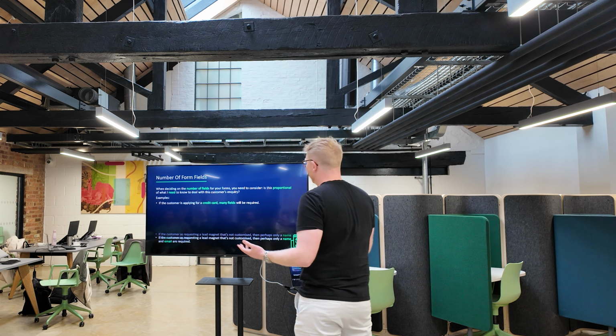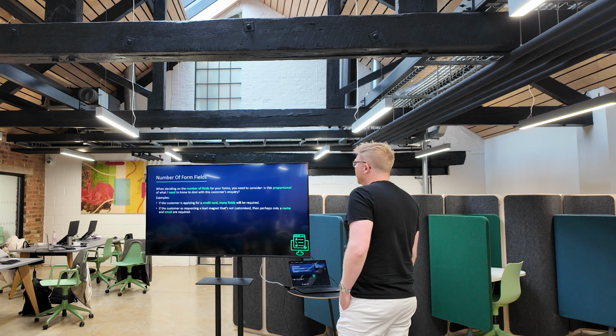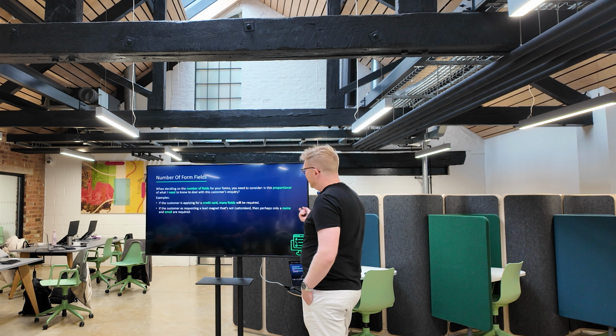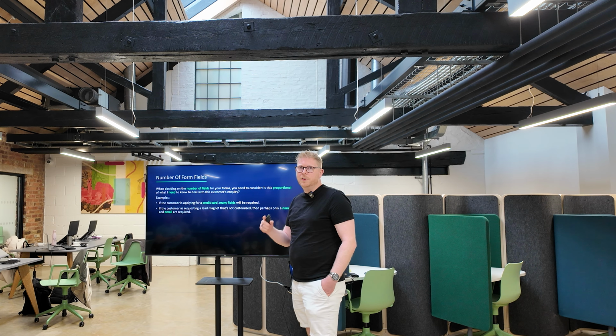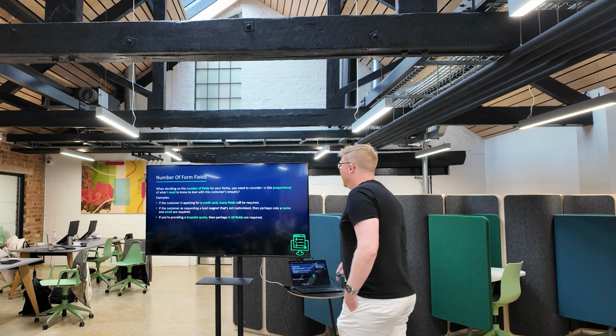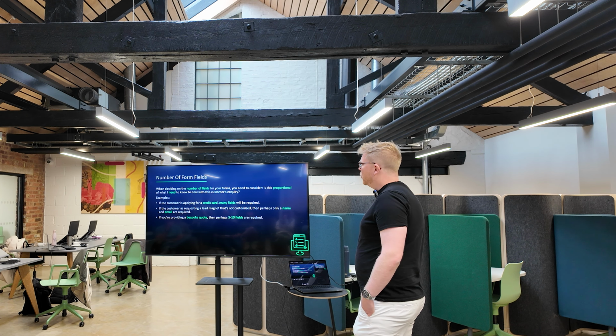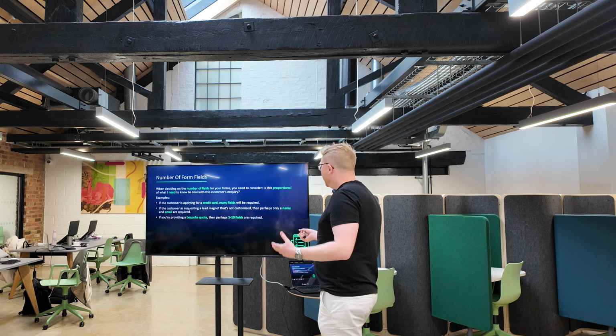So it's proportional. If you're just sending out a lead magnet, you might only need their name and their email to fire them something over, which is quite simple. But if you're providing a bespoke quote, for example, then maybe you'd need 5 to 10 fields.